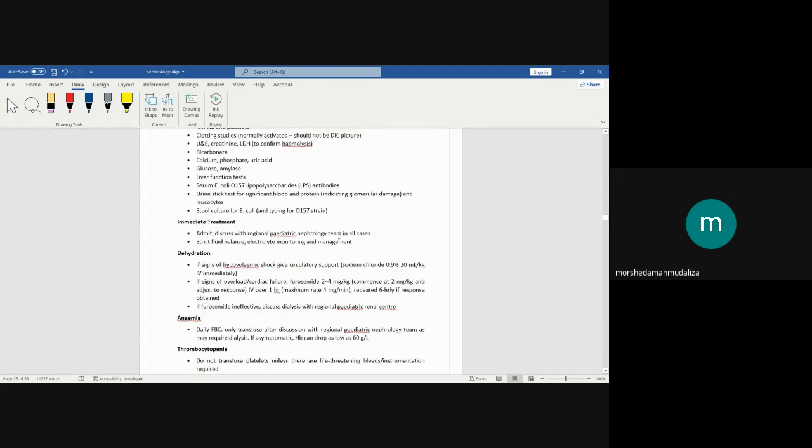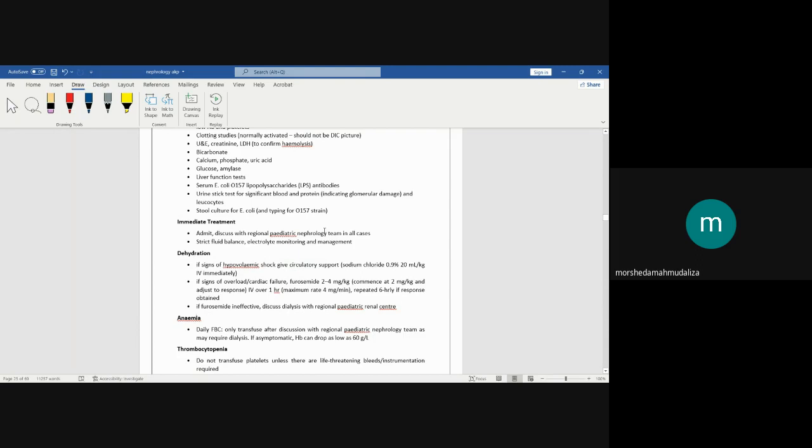You have to do the electrolytes and other tests, and then you will immediately admit and discuss with the regional pediatric nephrology team. So you understand, HUS means admission. HUS means admission. It's not like nephrotic syndrome. You will admit and discuss with the pediatric nephrologist in all cases of HUS, and you will give the other management.